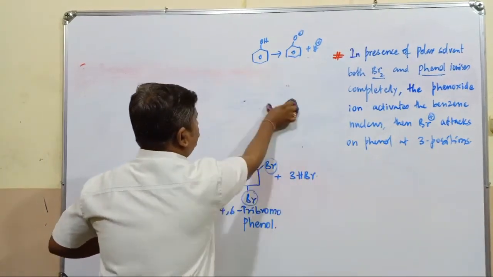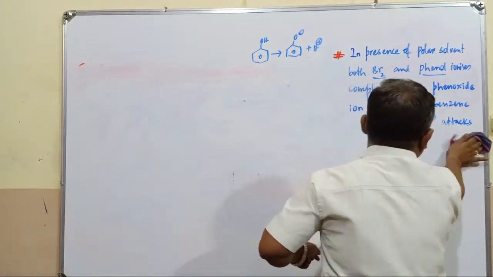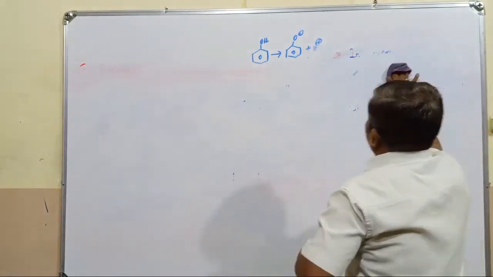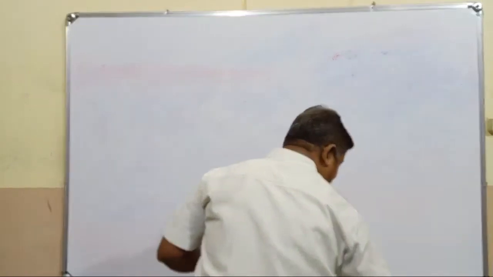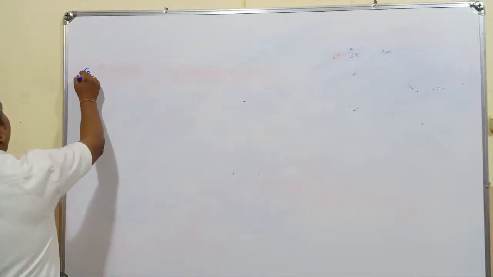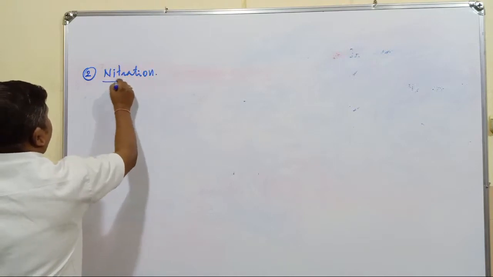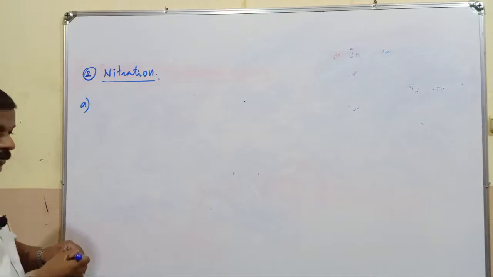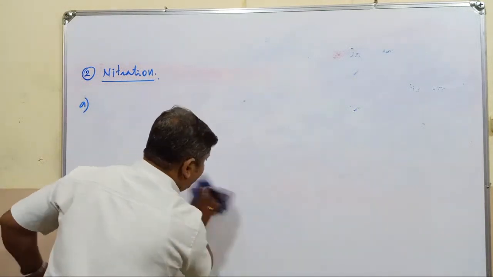Next, after this bromination, the next reaction will be nitration. Second reaction, it is nitration. In nitration also two types are there, as we have discussed in case of bromination. Nitration also has two types of reactions. What are the two different reactions in case of nitration?